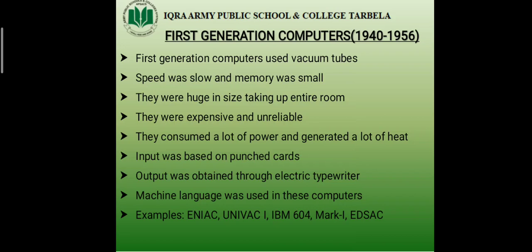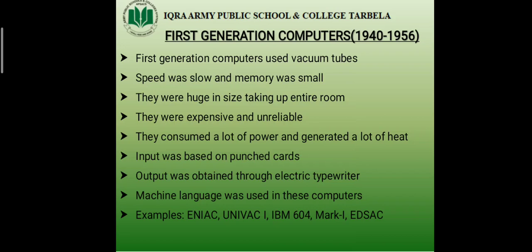Here are some characteristics of the first generation computer that they used the tubes, their speed was very slow and memory was very small. They were very huge in size that they take up entire room. They were very expensive and unreliable. Expensive because vacuum tubes were used in that generation, and they were unreliable because the vacuum tubes that were being used in first generation of the computer were also unreliable.